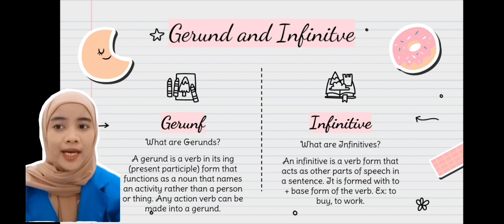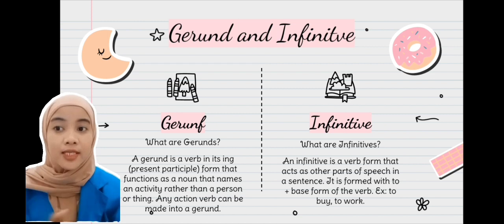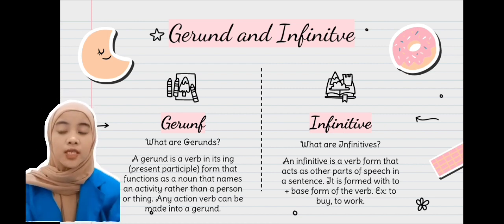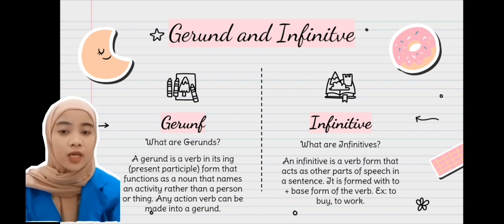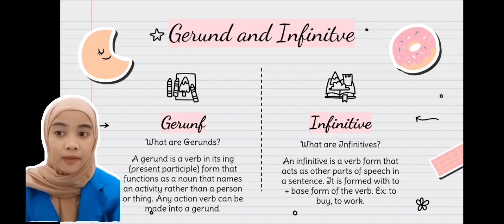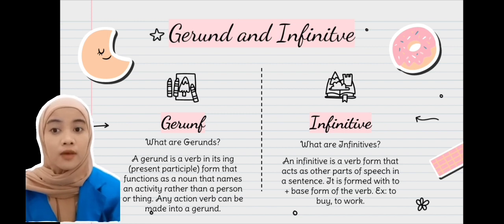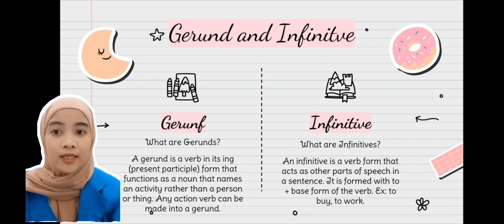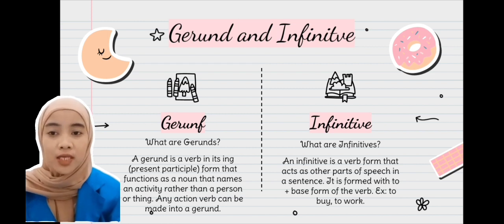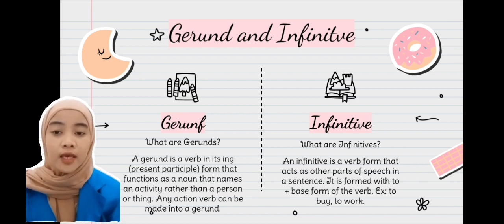Gerund. What are gerunds? A gerund is a verb in its ing or present participle form that functions as a noun that names an activity rather than a person or thing. Any action verb can be made into a gerund. Infinitive. What are infinitives? An infinitive is a verb form that acts as other parts of speech in a sentence. It is formed with to plus the base form of the verb. Example: to buy and to work.